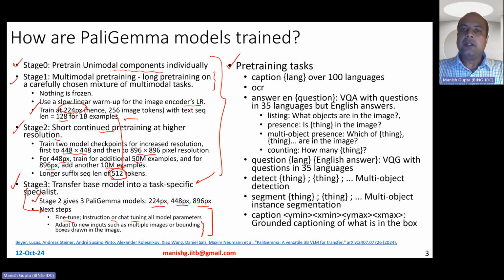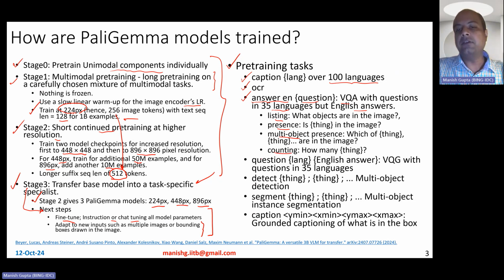Okay, so pre-training data essentially comprises several tasks. So image captioning task across multiple languages, so 100 languages. OCR, optical character recognition task, question answering task, VQA, where you pass this as actual task tokens, task description tokens, what is the task being done? Where the question is basically across 35 different languages, but the answer is in English only. Okay, and the questions could also be of different kinds, like listing questions, what objects are in the image, presence questions, multi-object presence questions, counting questions, and so on.